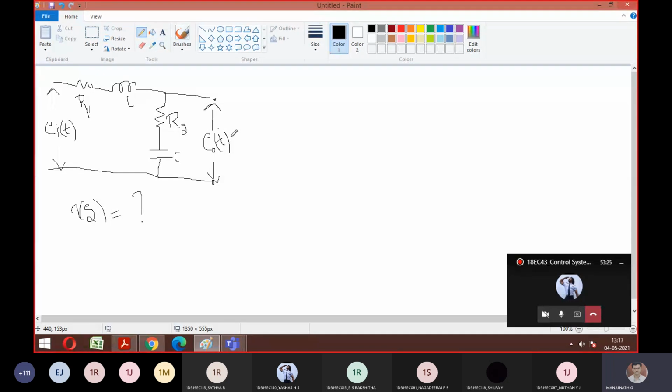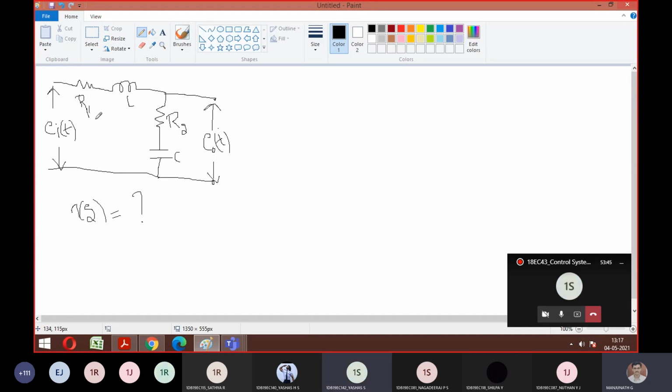Everyone finished the mesh equation at least? Can anyone tell me what the mesh equation is, guys? So that everyone will get a cross check.